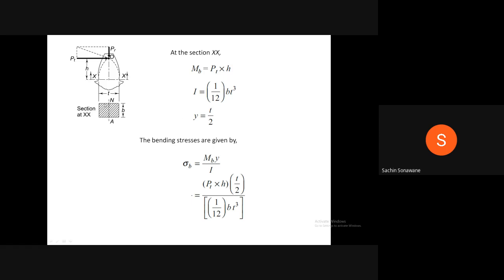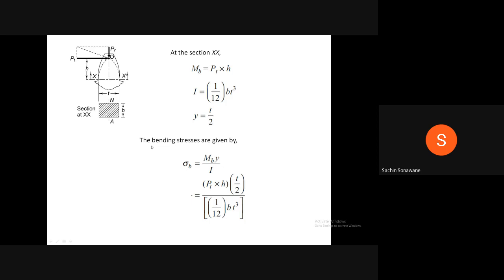Now, since the cross section at the section XX is rectangular, we have to find its moment of inertia and the distance of the neutral axis from the base. Its moment of inertia I is equal to B T cube by 12 and the distance of the neutral axis from the base y is equal to T by 2.